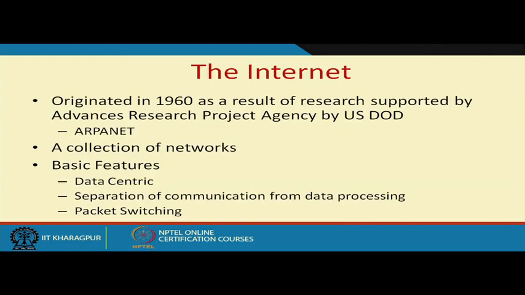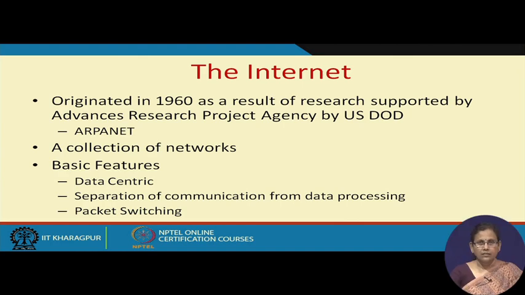Now, this internet, though it became commercialized in 1990, was originated in 1960 in one of the projects by US Department of Defense. The project was ARPANET. Basically, nobody owns the internet, it is just a collection of networks. And it has three basic features.